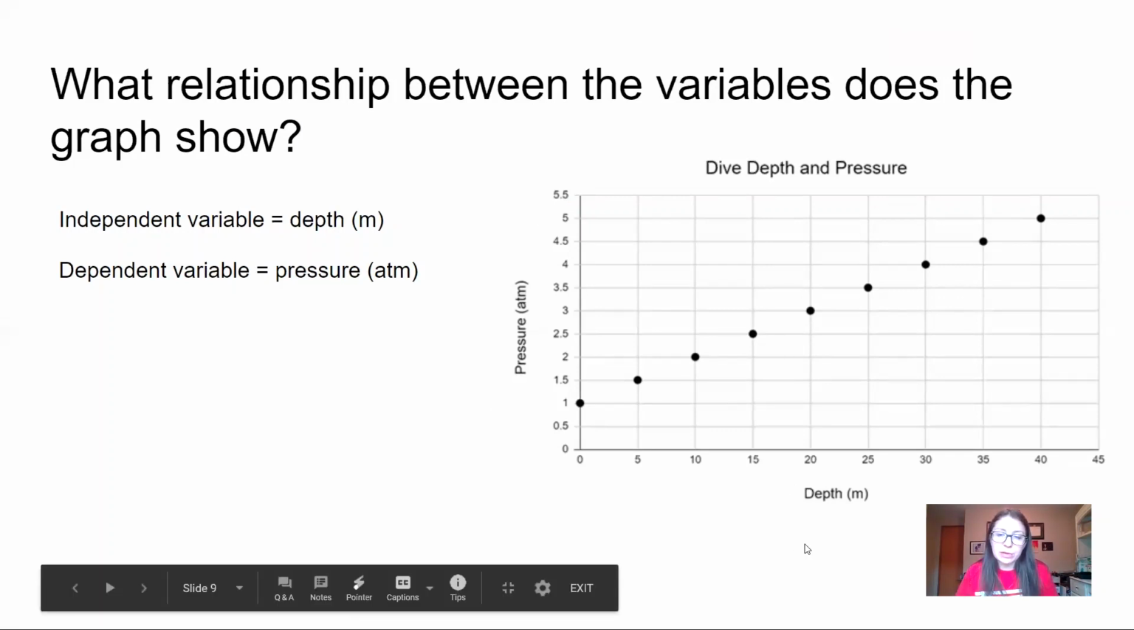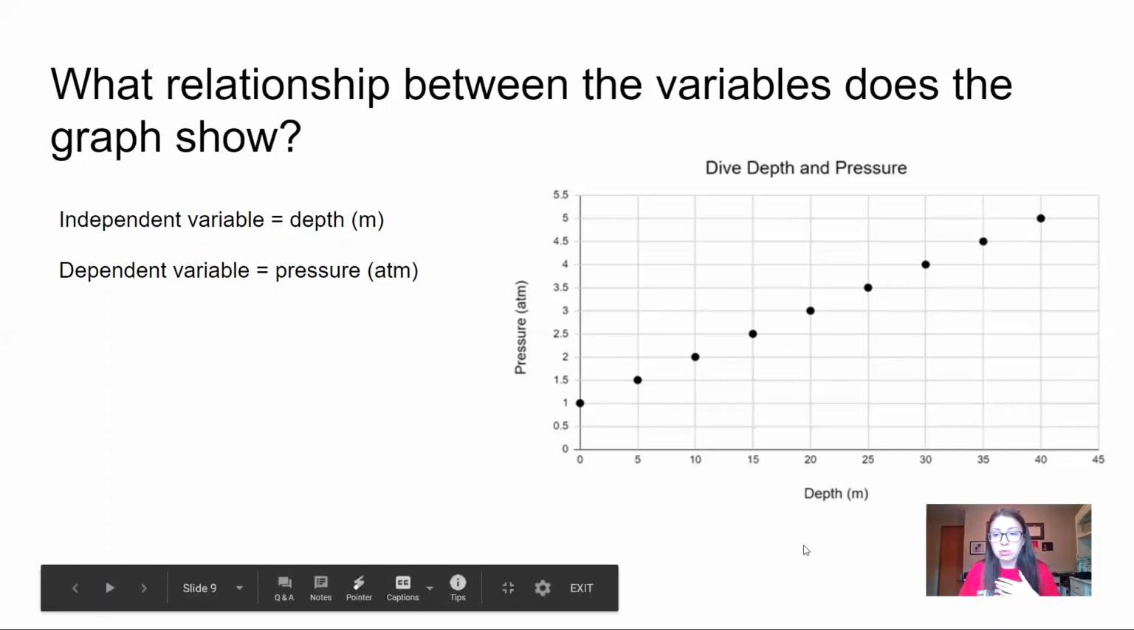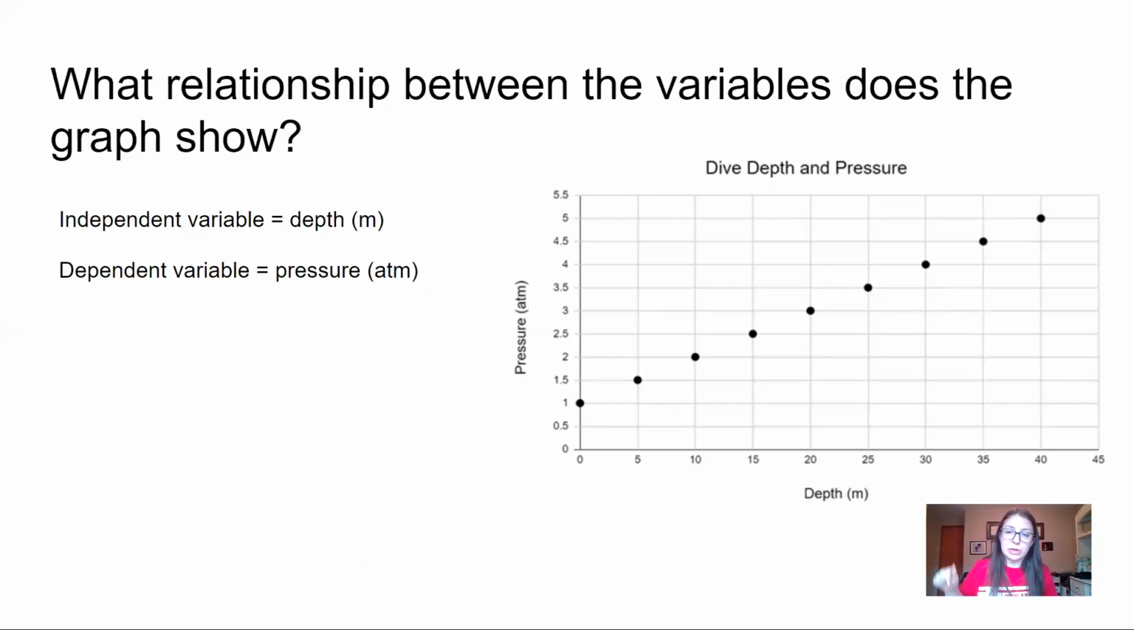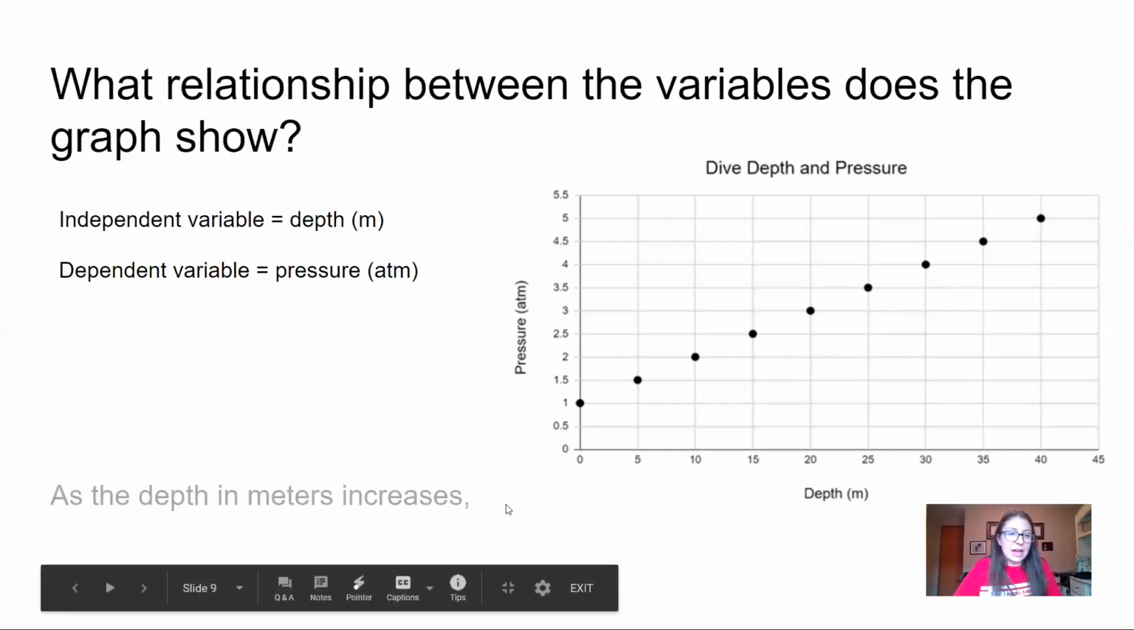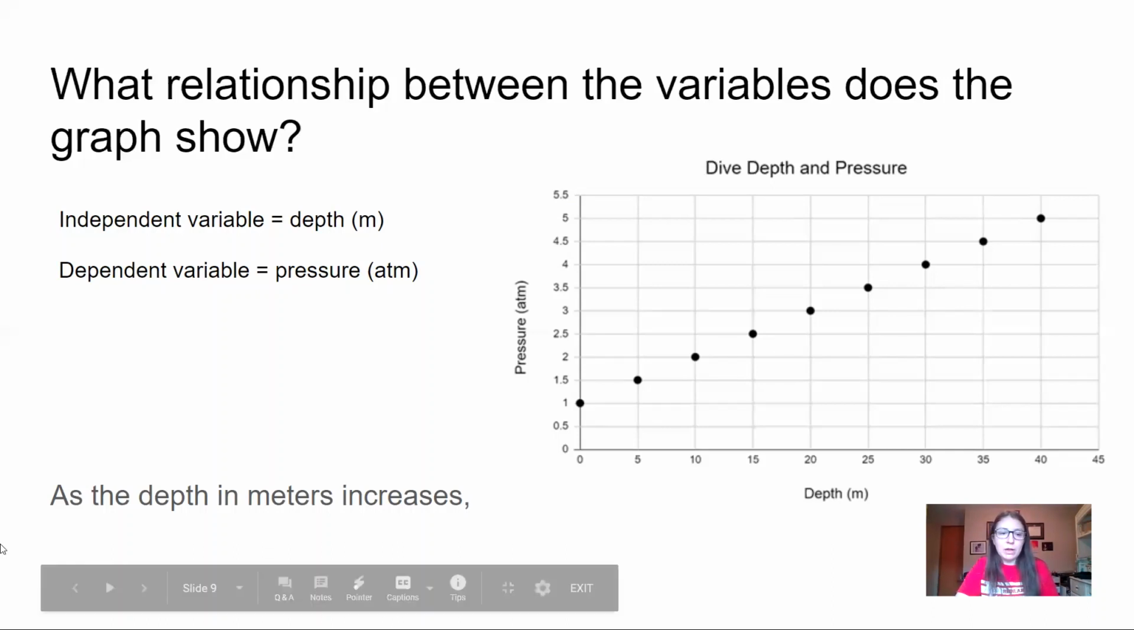So if we're talking about the relationship between these two variables, we'd want to start with the independent variable. That's what we controlled or manipulated when we did this experiment. We controlled how far down or how deep we dove into the ocean. So here we go. As the depth in meters increases, that's our independent variable, we're asking what is happening to the dependent variable? Well, as the depth in meters increases, what do you think?